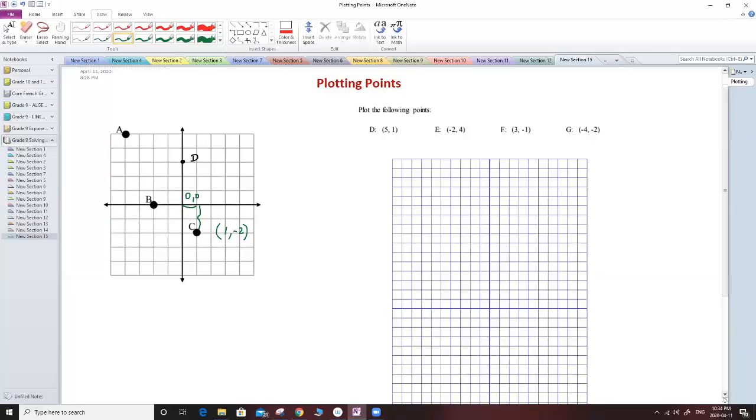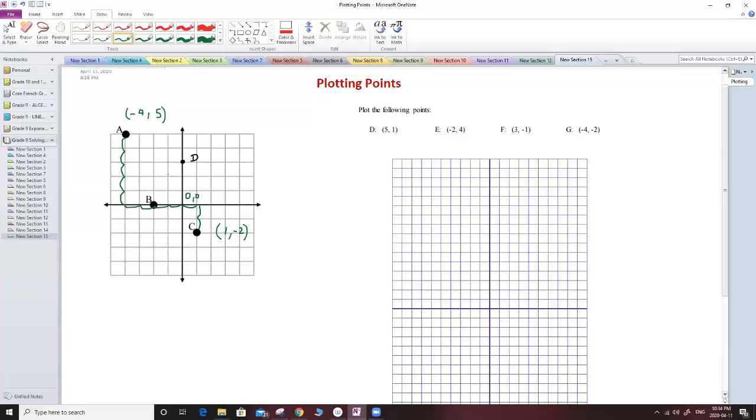For example, let's see point A. For point A, we start first with the x: 1, 2, 3, and 4. That means negative 4 because I'm going to the left. And after that, I'm going up, which means positive for sure: 1, 2, 3, 4, and 5. So right away, (-4, 5).